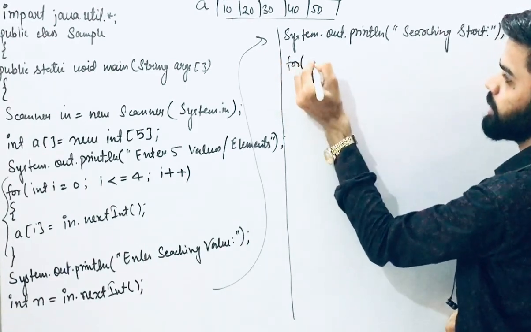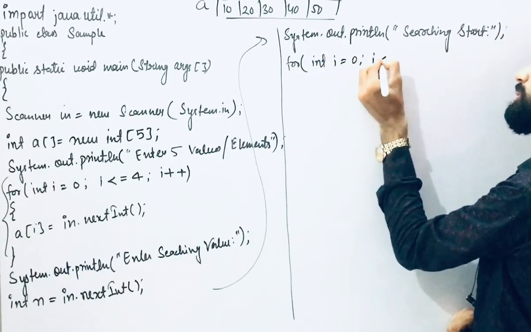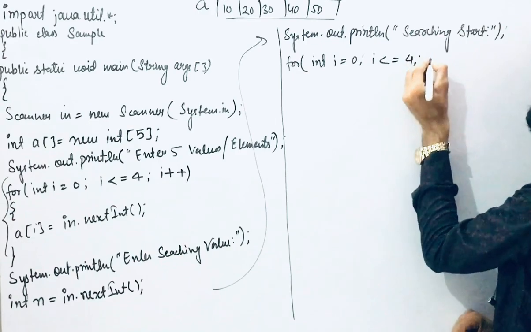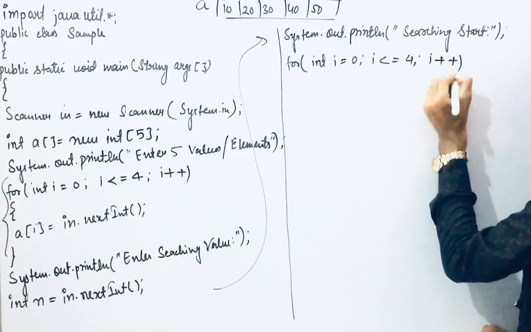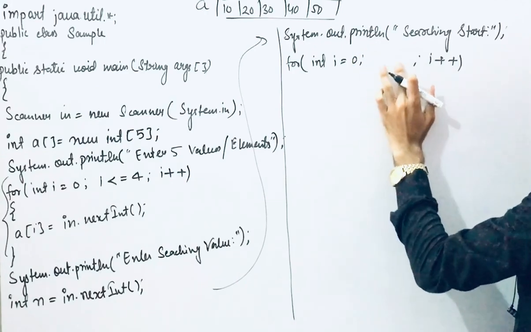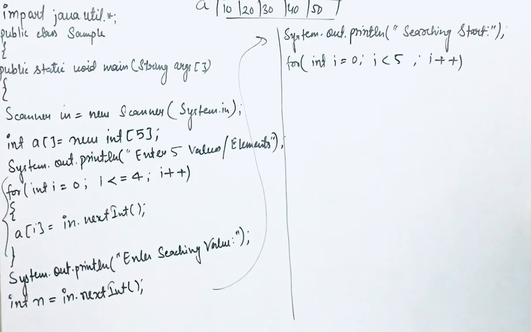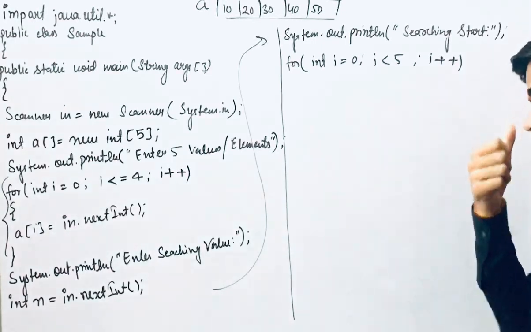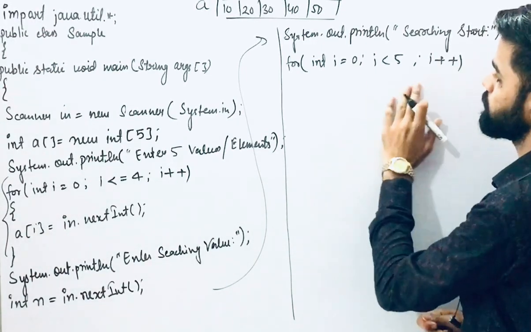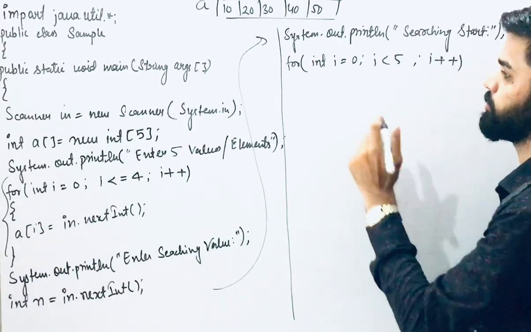Again start from int i equal to 0, i is less than or equal to 4, i plus plus. See class, I am writing here i is less than or equal to 4, or I can also write i is less than 5. I thought you all know why I am writing i is less than 5. There is no difference between i less than 5 and i less than or equal to 4.